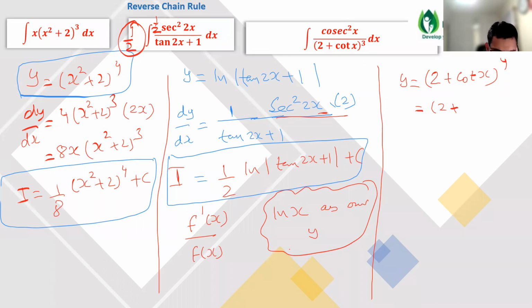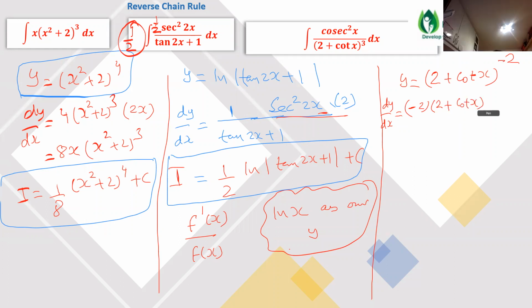So therefore, in order to get minus 3, can anyone tell us what is the power we need to take? Ayushi, what is the power we need to take? -2. -2. Can you differentiate for us, please, Ayushi? dy over dx equals to, bring the power down. Carry on, please. -2 times (2 plus cot x) to the -3.